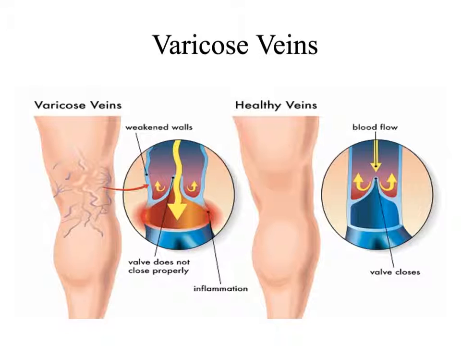Just some more pictures to identify exactly what we're talking about when we're talking about varicose veins. These are where the walls and the valves become weakened within the veins, and then it causes a backflow of blood that causes bulging and distension of the vein. And in comparison, here's what a healthy valve looks like within a vein.